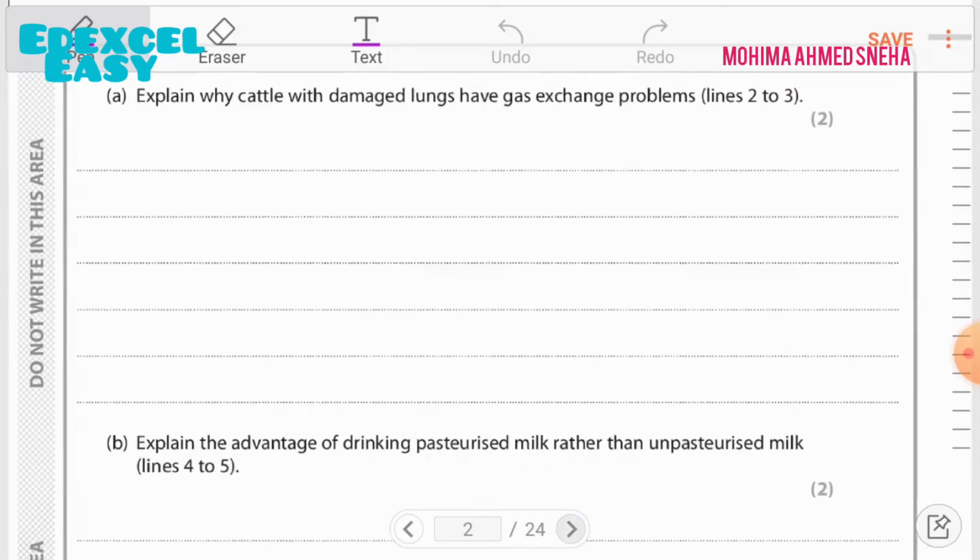So in question number A, it wants you to explain why damaged lungs cause gas exchange problems. We know that damaged lungs means the alveoli will also be damaged, and damaged alveoli have lower surface area, and lower surface area means that the rate of diffusion decreases, which eventually leads to the gas exchange problems. So let's write it down.